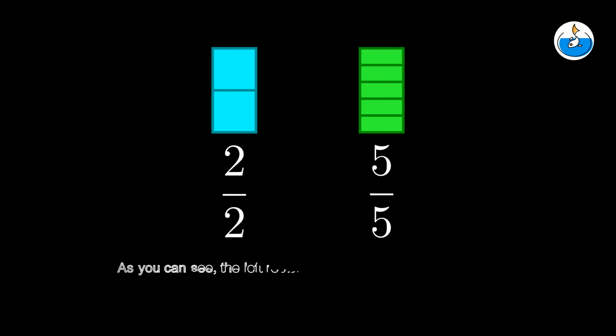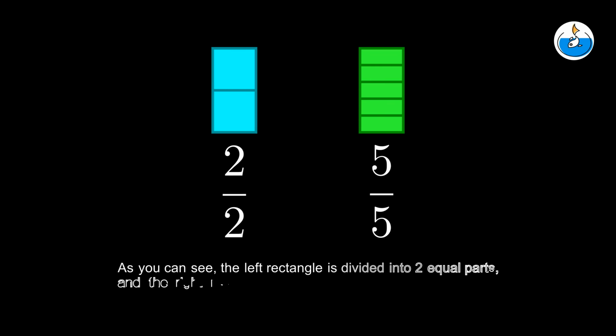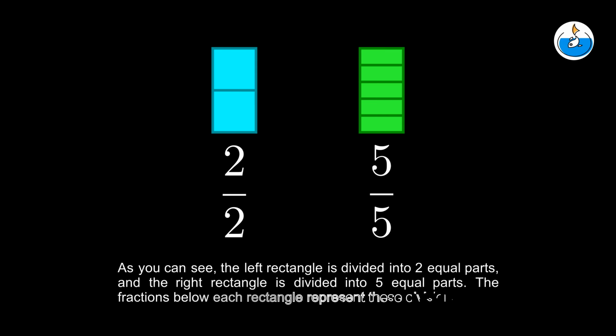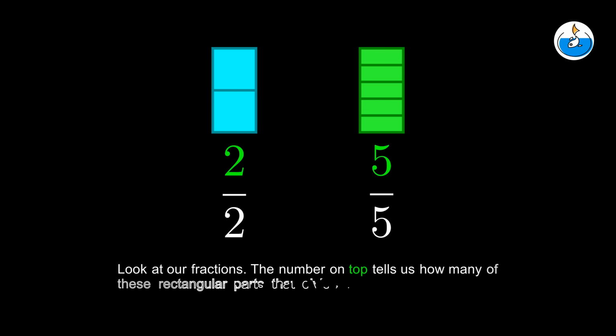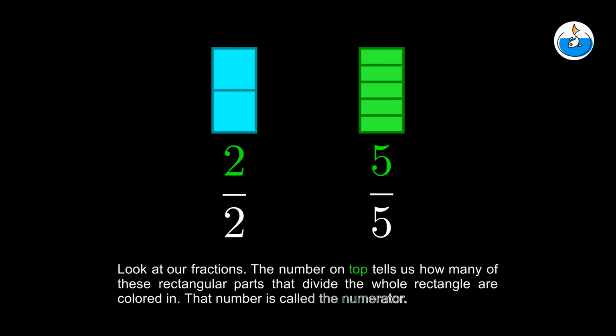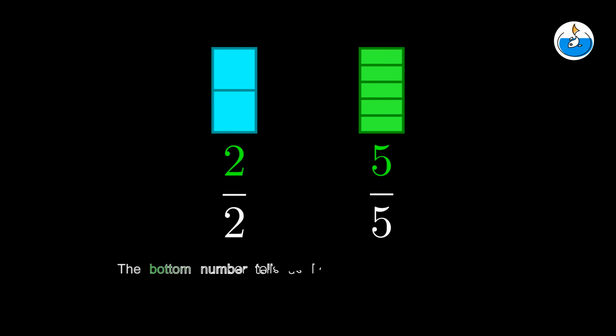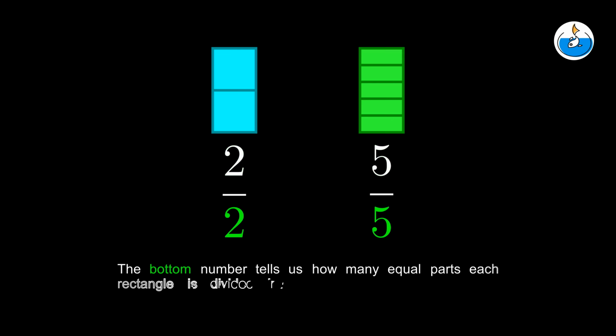As you can see, the left rectangle is divided into 2 equal parts, and the right rectangle is divided into 5 equal parts. The fractions below each rectangle represent these divisions. Look at our fractions. The number on top tells us how many of these rectangular parts that divide the whole rectangle are colored in. That number is called the numerator. The bottom number tells us how many equal parts each rectangle is divided into. That number is called the denominator.